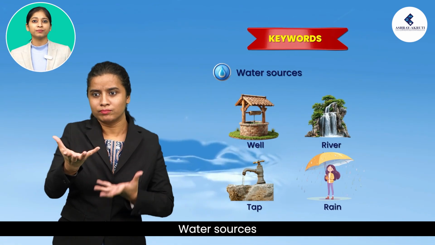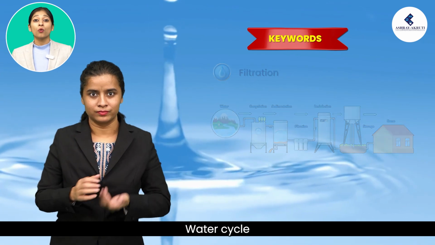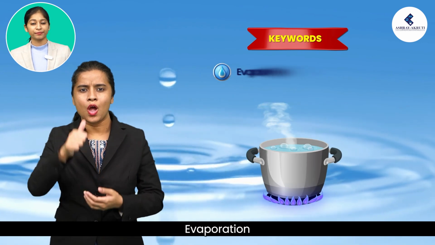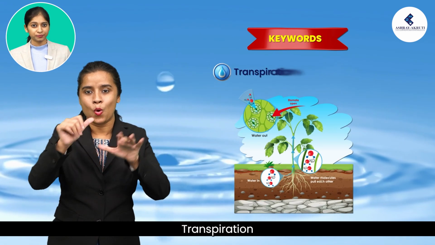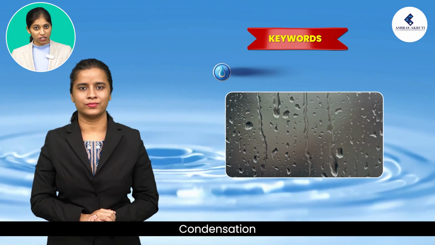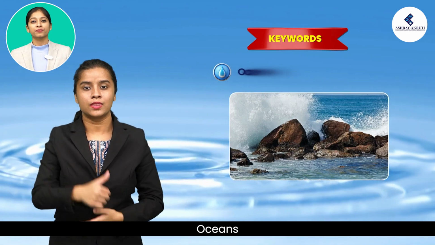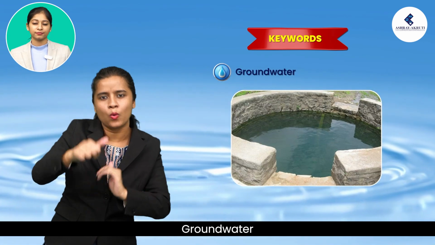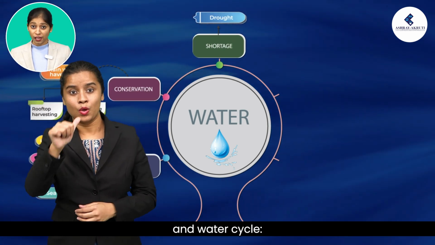Keywords: water sources, filtration, water cycle, evaporation, transpiration, condensation, oceans, groundwater. Let's see the concept map on water sources and water cycle.